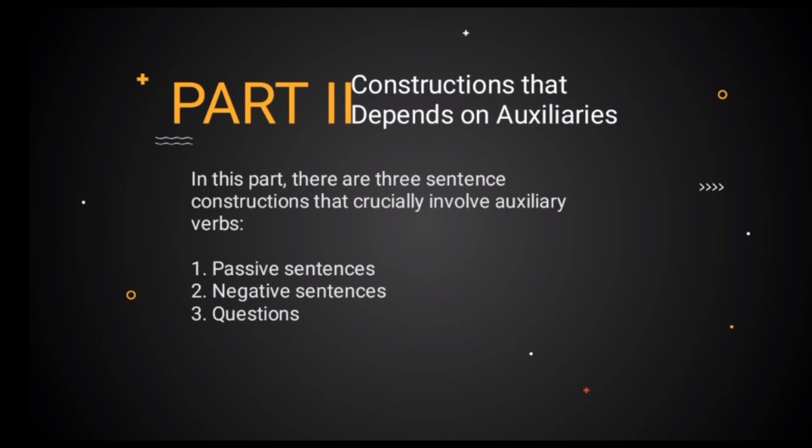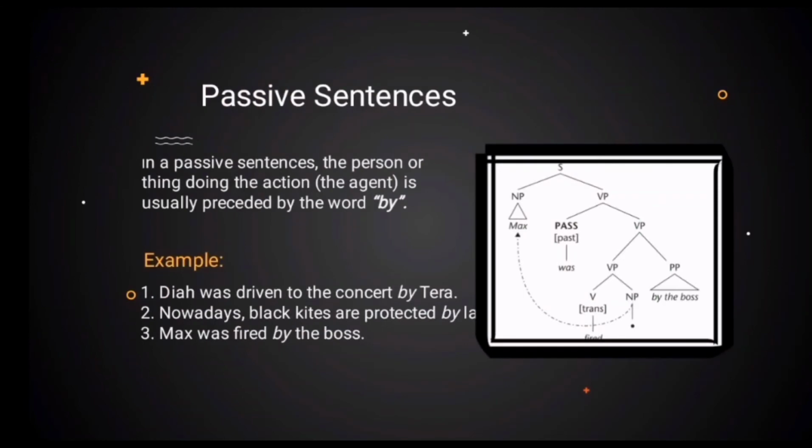Part 2. Constructions that depend on auxiliaries. In this part, there are 3 sentence constructions that closely involve auxiliary verbs. Number 1, passive sentence. Number 2, negative sentence. Number 3, question.